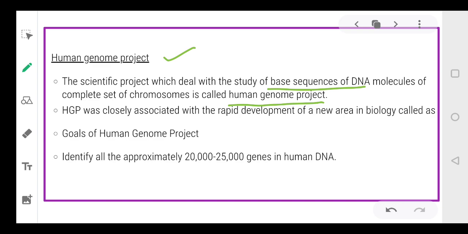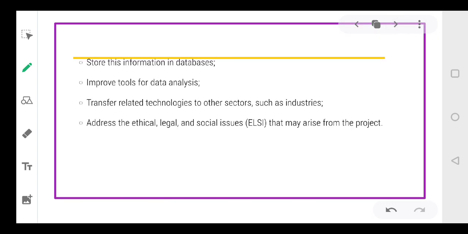And it is closely associated with the new areas of biology, clear? The different goals of the human genome project are: first, it will help us to identify approximately 20 to 25,000 genes in the human DNA.